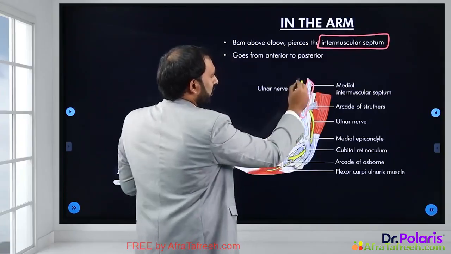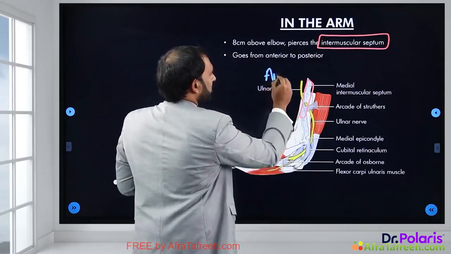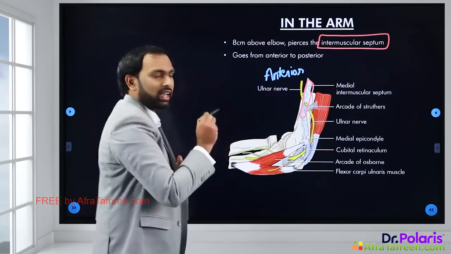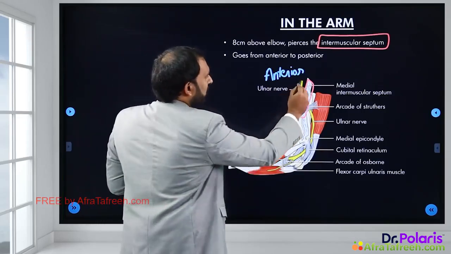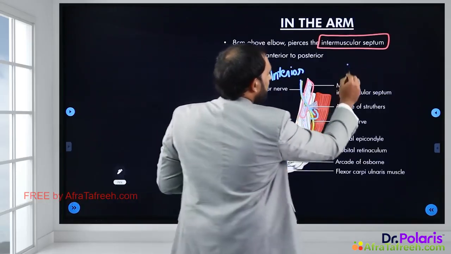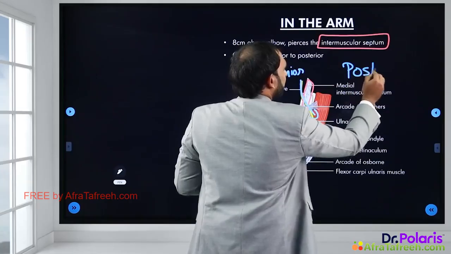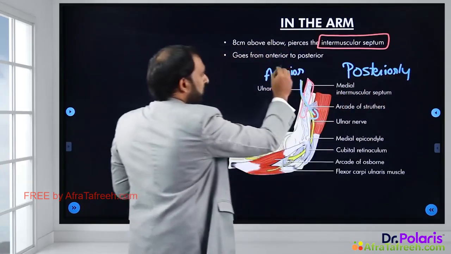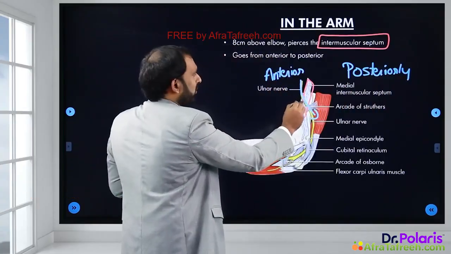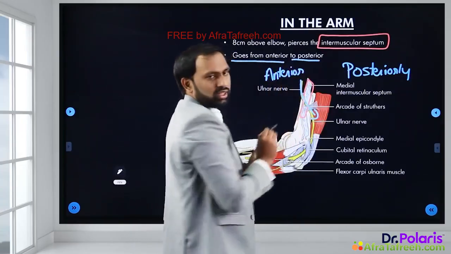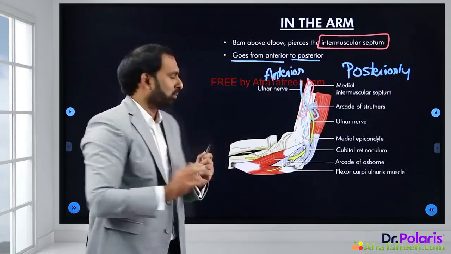The ulnar nerve is running anteriorly till it reaches 8 centimeters above the elbow. After it pierces the medial intermuscular septum, it goes posteriorly. So it pierces the medial intermuscular septum, goes from anterior and then lies posteriorly. So this is the course in the arm.